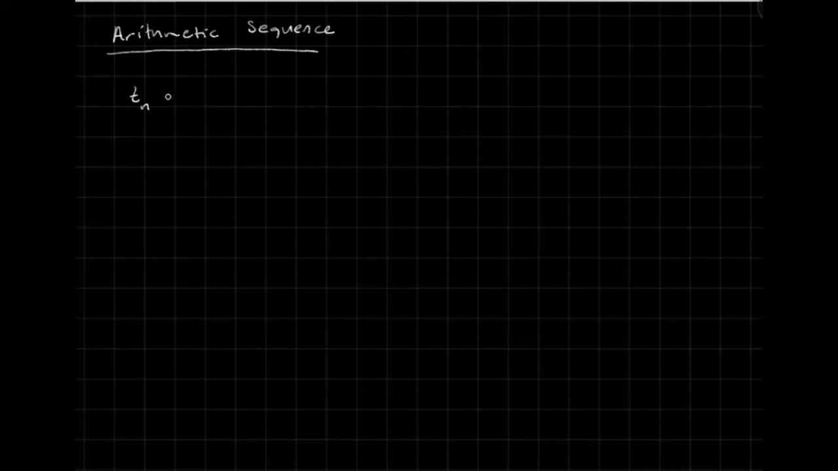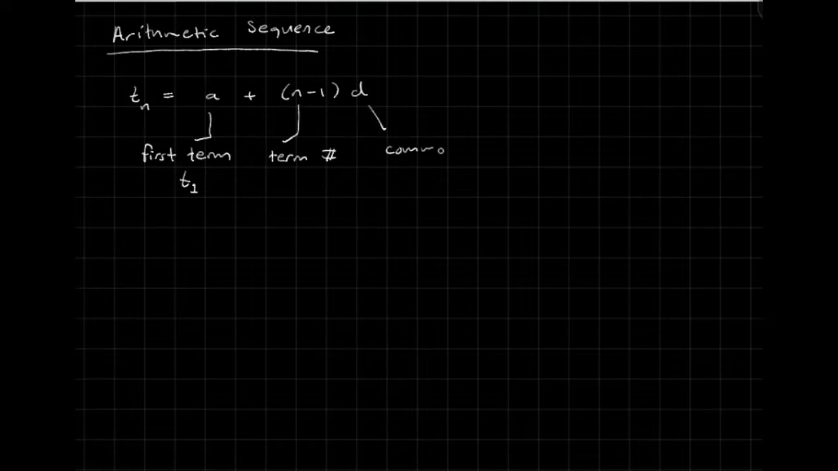Alright, so if we're looking at an arithmetic sequence, an arithmetic sequence can be expressed using a general term. Tn is equal to a plus n minus 1 d. A here is the first term, and we can call the first term t1. N here is the term number. D here is the common difference.